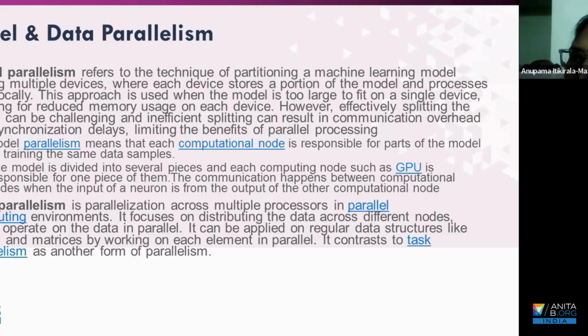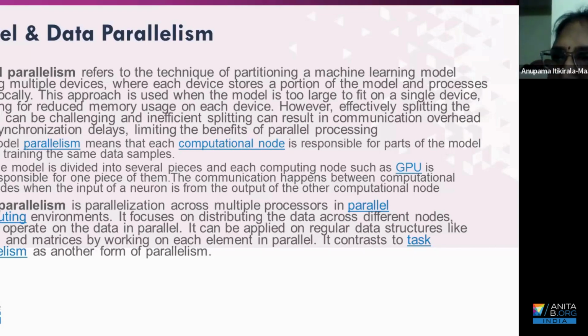But then from my ChatGPT or the chatbot, it's just a single prediction of the percentage of who Miss India 25 can win. When it comes to the model, it is divided into several pieces, and each computing node, such as a GPU, is responsible for one piece of them. Even in a CPU, I probably have int, bytes, all these arrays. But in a GPU, it has only one piece of information that is called a core. The communication happens between computational nodes when the input of a neuron is from the output of the other computational node.